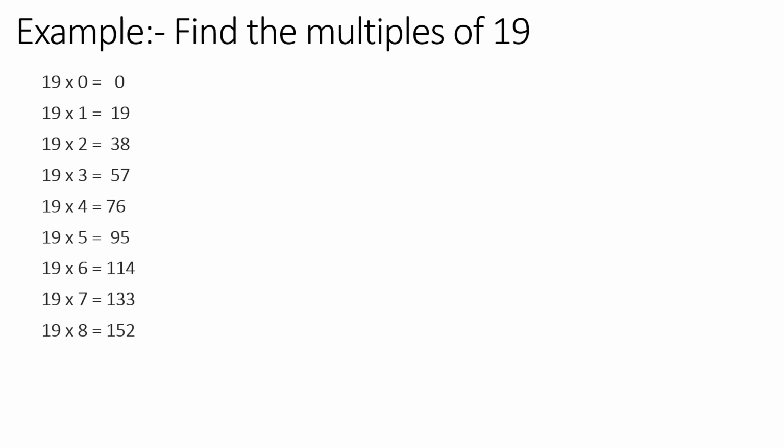Now let us look at another example. Find the multiples of 19. When we multiply 19 by 0, 1, 2, 3, 4, 5, 6, 7, 8, 9, 10 and so on, we get 0, 19, 38, 57, 76, 95, 114, 133, 152, 171 and 190 and so on as the product. So here the product is nothing but the multiples of 19.